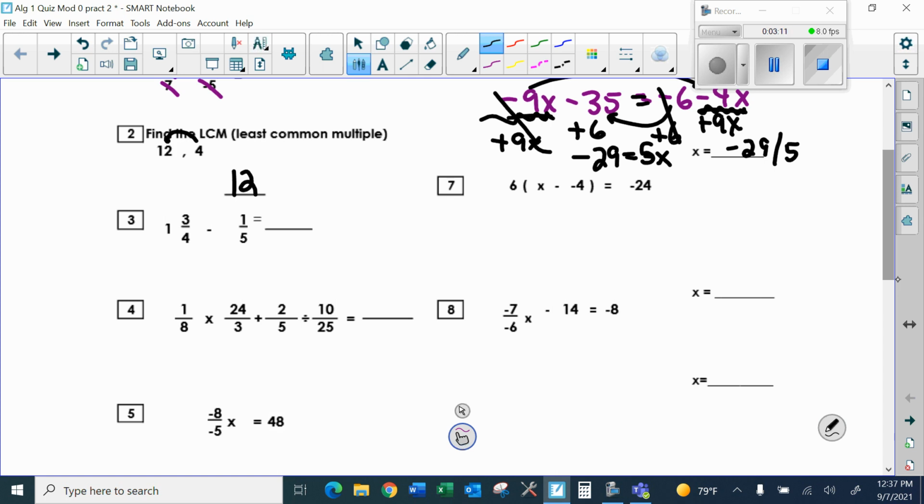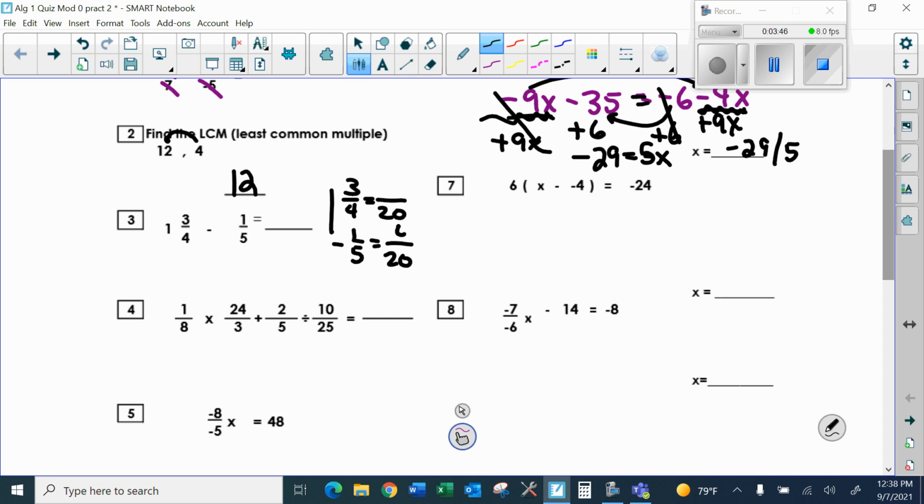Number 3, subtracting a simple fraction from a mixed number. You can either leave it as a mixed number or change it to an improper fraction for the subtraction. I'm going to go ahead and just leave it. So remember I told you to write it vertically, get my common denominator, or least common multiple, same thing. That's why you're practicing it there in 2. It's 20. 4 and 5, the smallest number they both go into is 20.